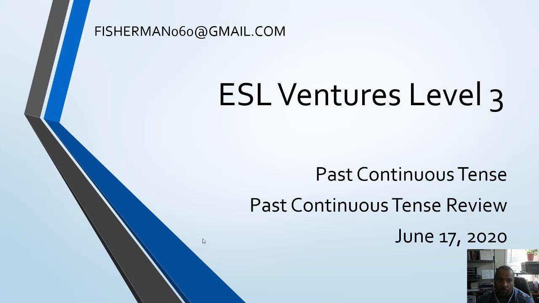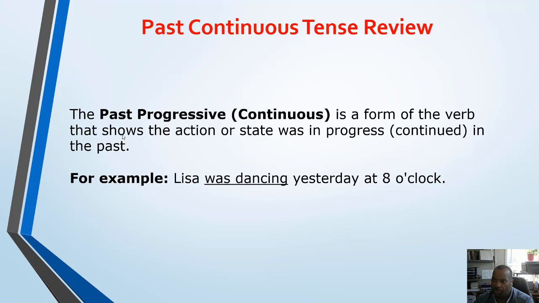Okay, so let's talk about our past continuous tense. All right, past continuous, or some might even call it past progressive. All right, so let's look at what the past progressive or past continuous tense is. The past progressive or the past continuous tense is a form of the verb that shows the action or state was in progress, continued into the past.